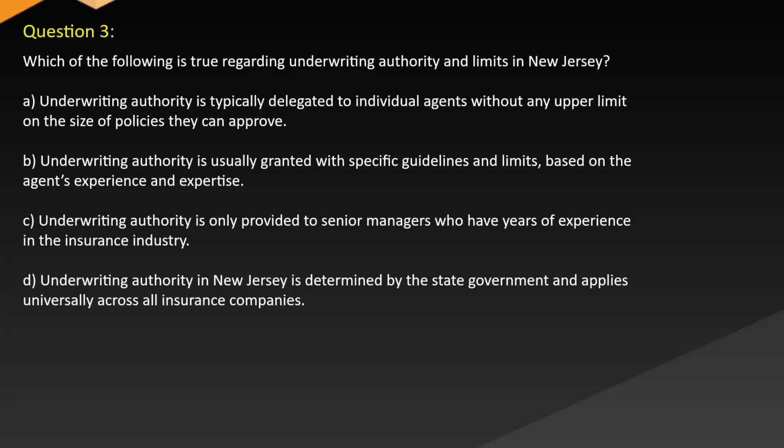A. Underwriting authority is typically delegated to individual agents without any upper limit on the size of policies they can approve. B. Underwriting authority is usually granted with specific guidelines and limits based on the agent's experience and expertise. C. Underwriting authority is only provided to senior managers who have years of experience in the insurance industry. D. Underwriting authority in New Jersey is determined by the government and applies universally across all insurance companies.